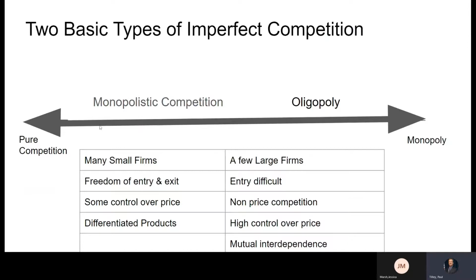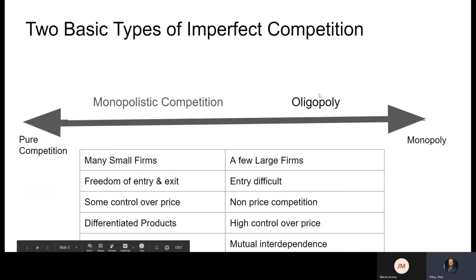More towards the purely competitive environment, we have what's called monopolistic competition, where you have a bunch of small firms that kind of represent that purely competitive environment. You have relatively easy freedom of entry and exit. You have some degree of control over price because you're large enough. You don't have an infinite number of firms in the market. And most importantly, you have differentiated products. Okay, those are key things that you want to be aware of for monopolistic competitors.